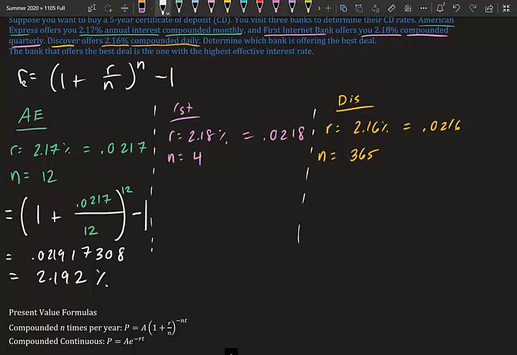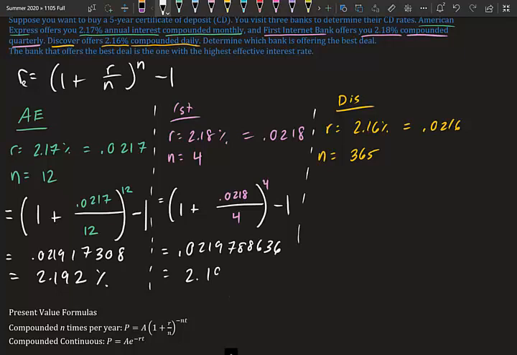All right. Now we have to do the same thing for the rest of them, but I'm not going to show you with a calculator. So we have 1 plus our rate, which is 0.0218, over n, which is 4, and that's all to the power of n, which is 4, all minus 1. So you plug that into your calculator and you get approximately 0.0219788634, which is about 2.197%.